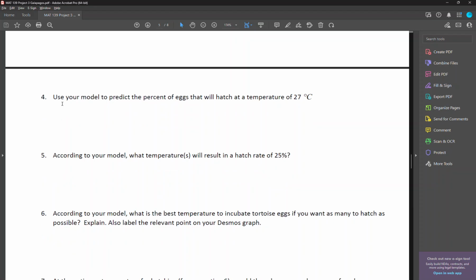Now, we need to use our model to predict the percentage of eggs that will hatch at a temperature of 27 degrees. And then according to our model, what temperature would result in a hatch rate of 25 percent? So we've got 2 predictions here that we base on our model.